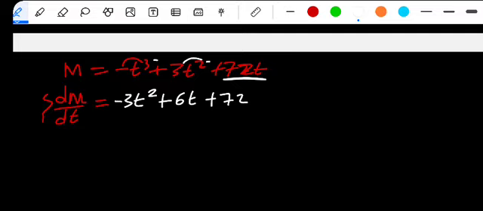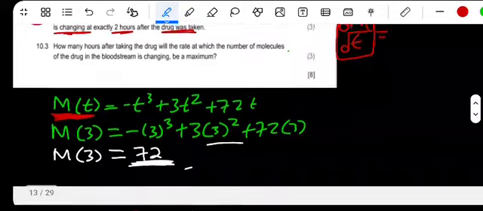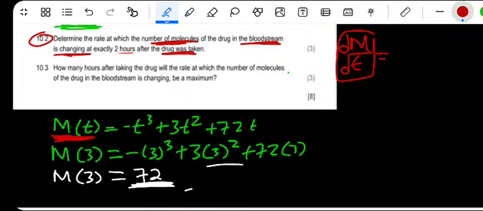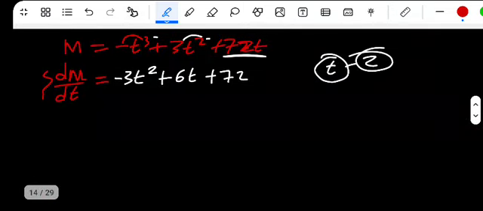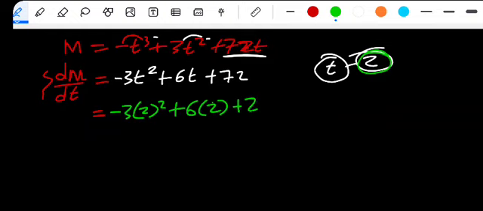But are we given t? If we are given t, we can substitute it to evaluate that rate. They said exactly 2 hours after, so we have t given and can substitute it. So we have -3 times 2 squared plus 6 times 2 plus 72.